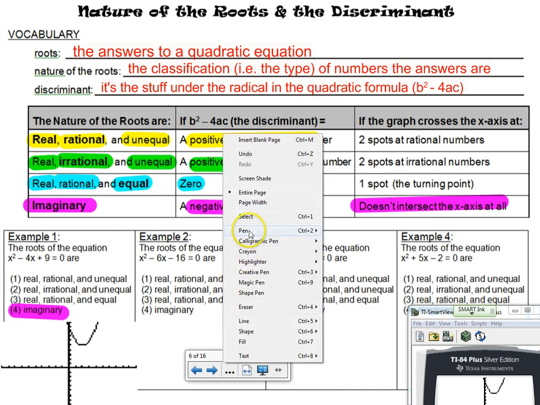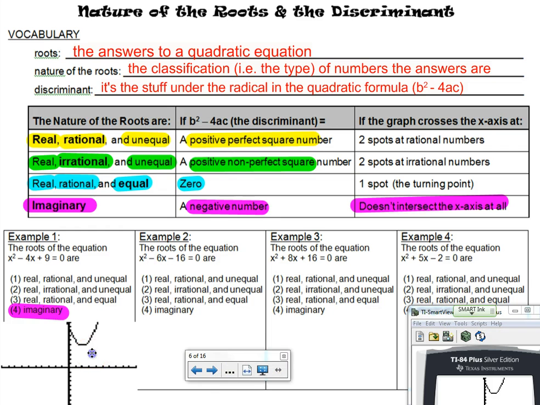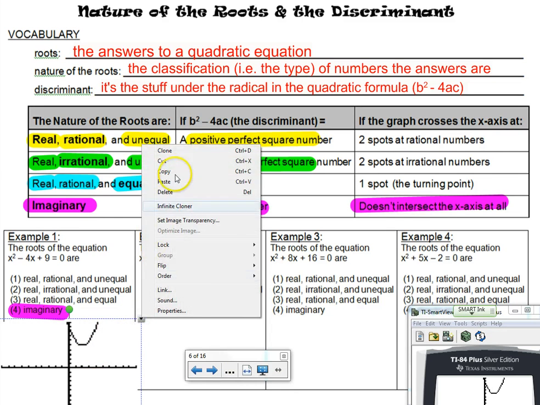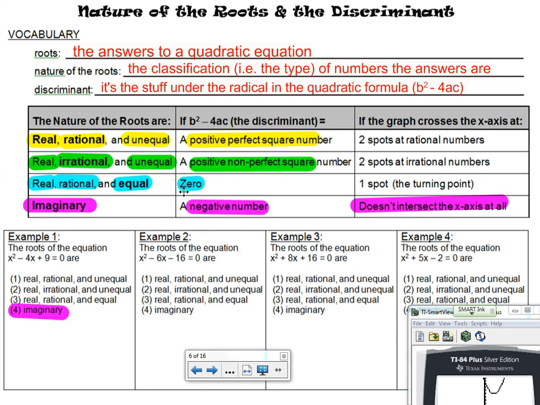Now to do it the discriminant way again, we'll show you that it will come out to be that way in fact. So I can look at the graph, or I can try to do the discriminant, which is the b squared minus 4ac method. Okay, b is -4, c is 9, and a is 1.